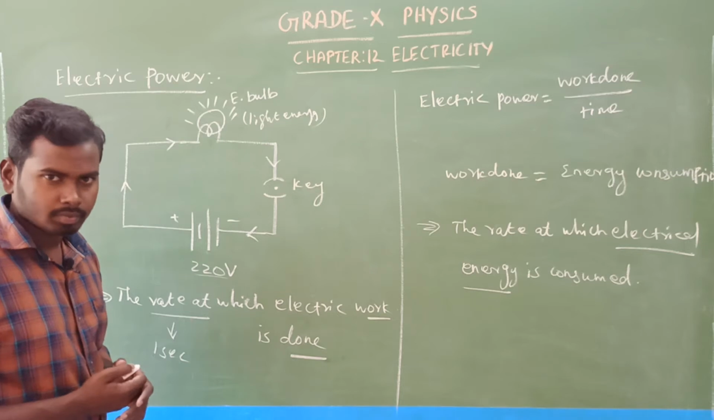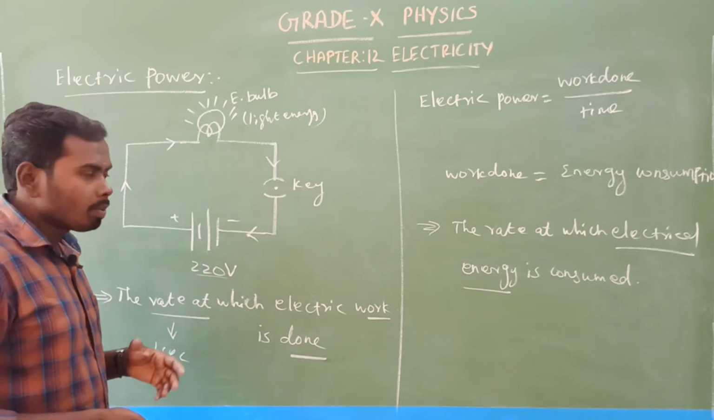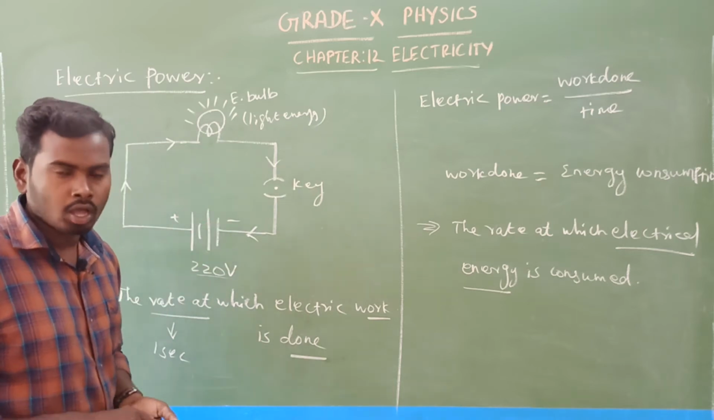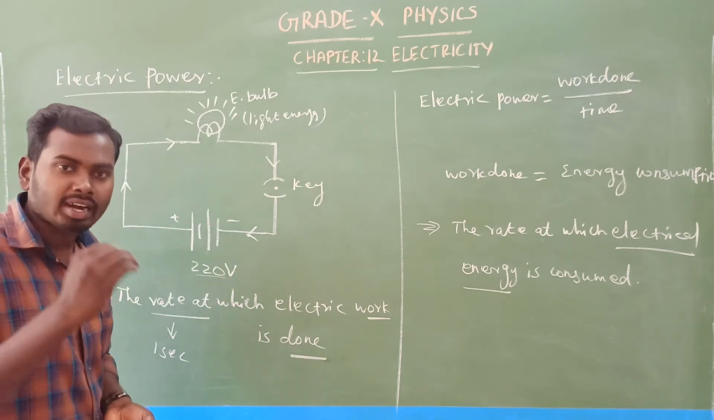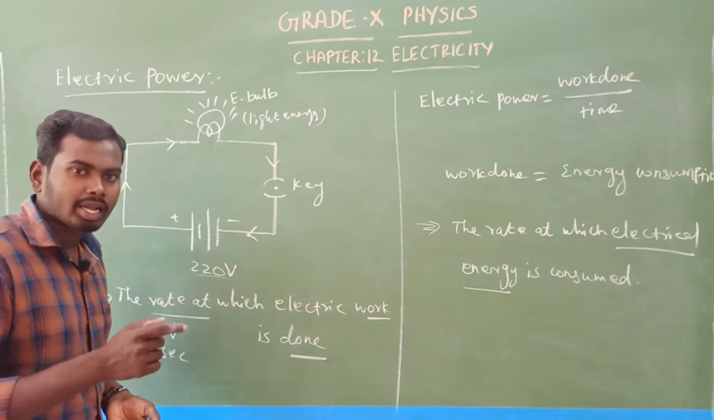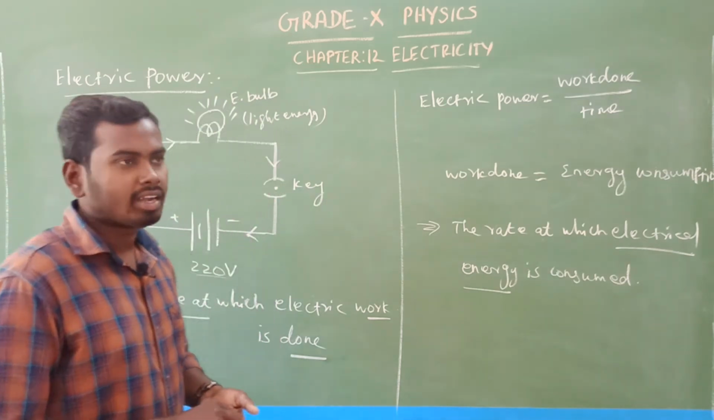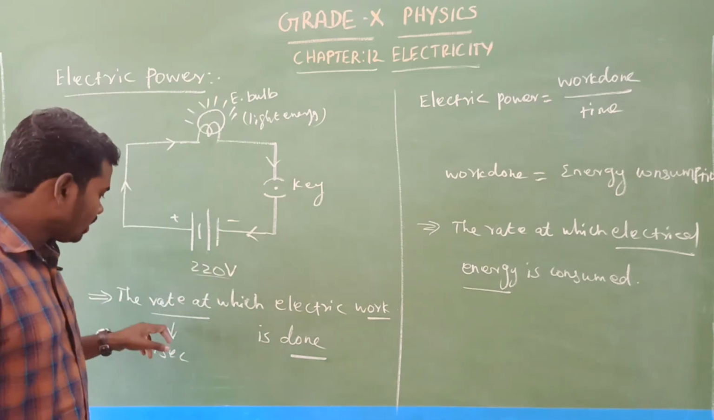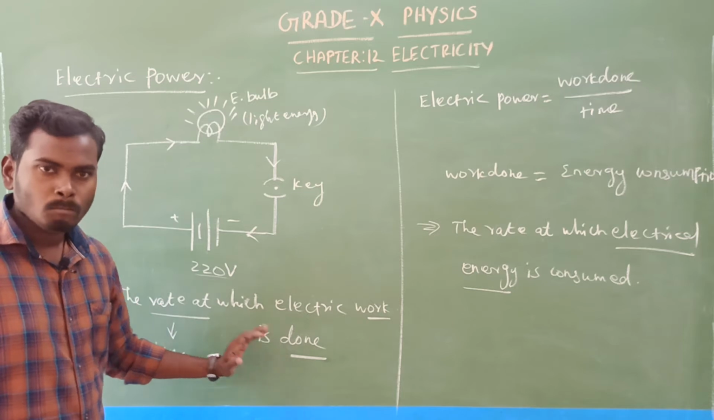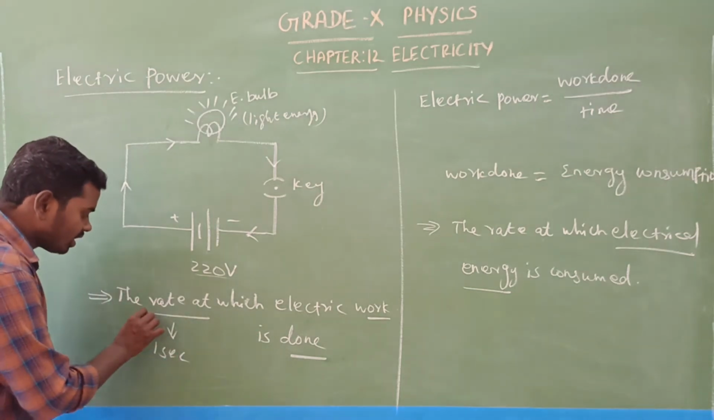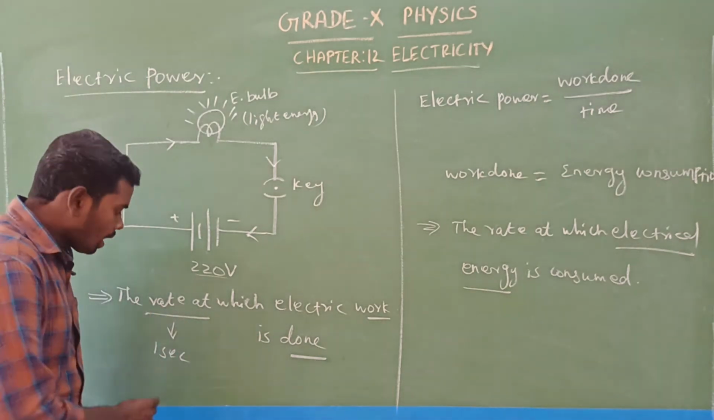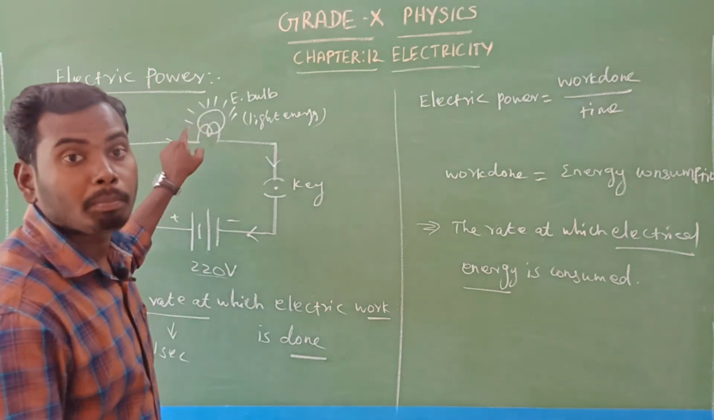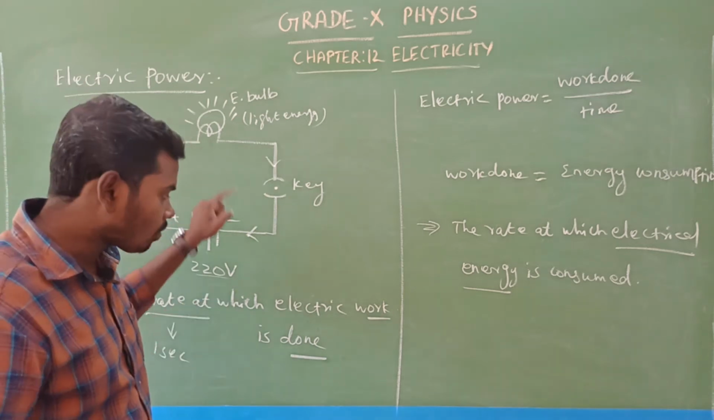So here work is done, because the electric bulb converts the electrical energy into light energy. So per second, how much amount of electric work is done? Note this point. That is called electric power in terms of work. We can write: the rate at which electric work is done. In physics, the word rate means per second. So per second, how much amount of electric work is done, that is called electric power in terms of work done.